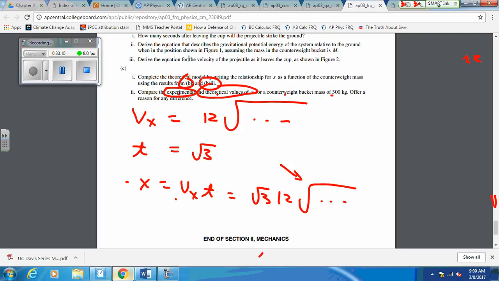Meanwhile, what do we have for the experimental result? Yeah, about right. X is 37 meters. Let's keep our units here. And what's our theoretical? It is 39.6.